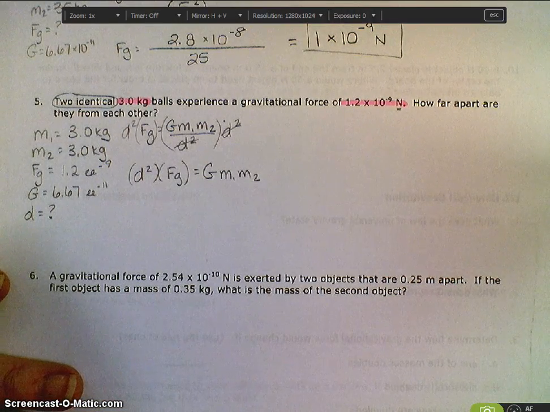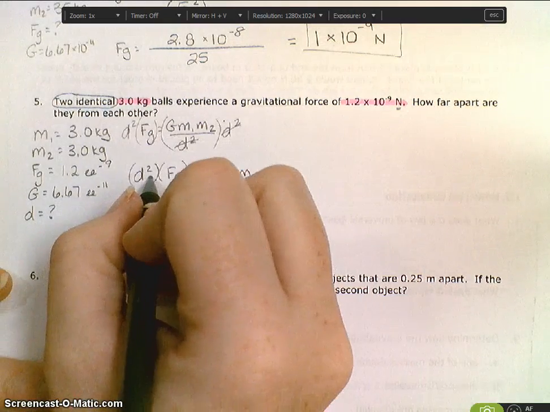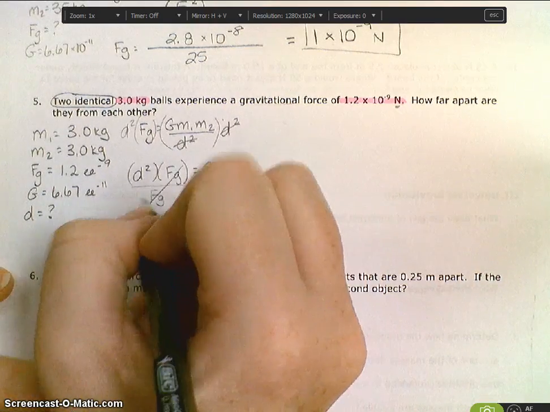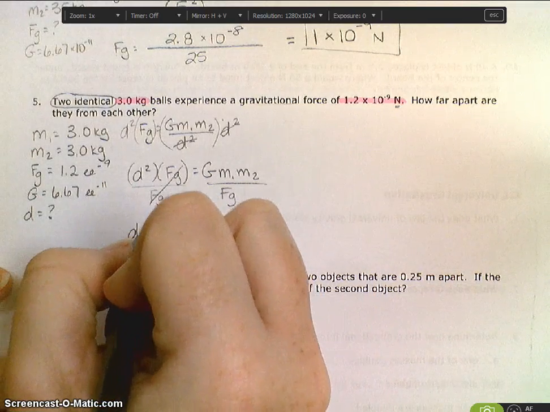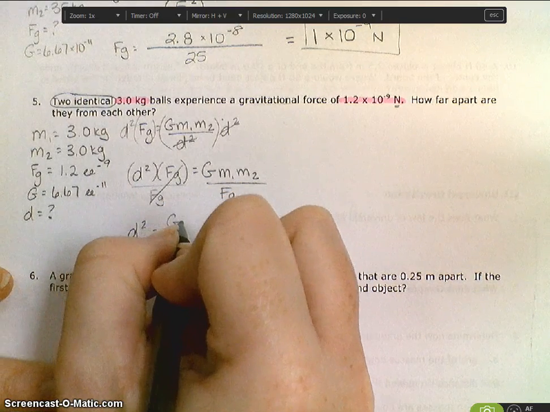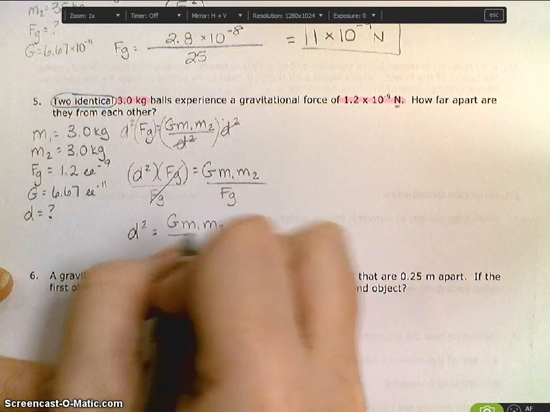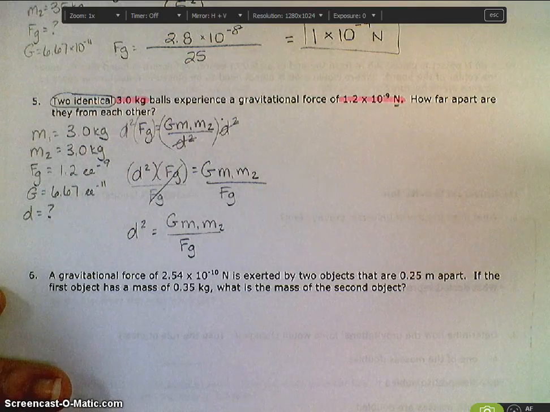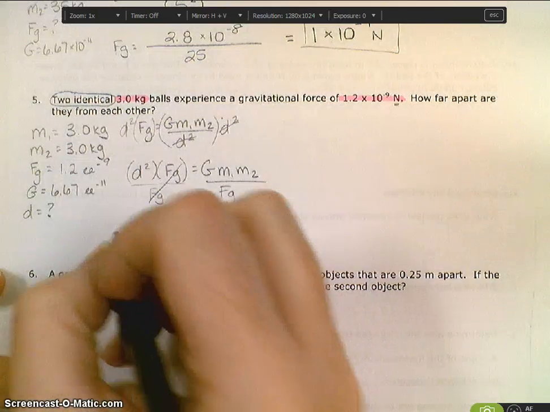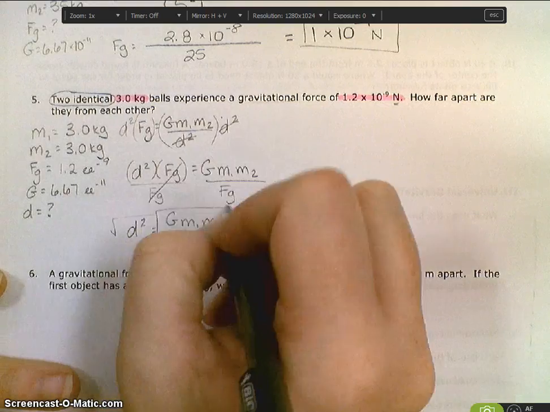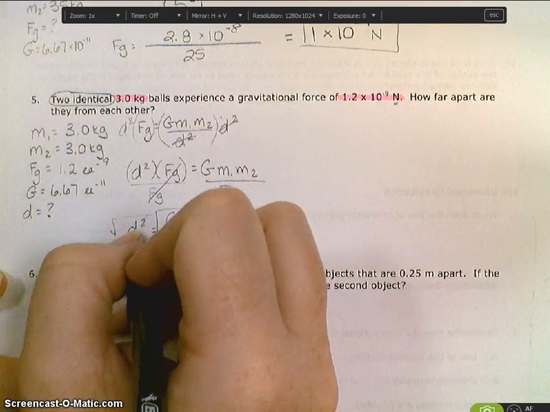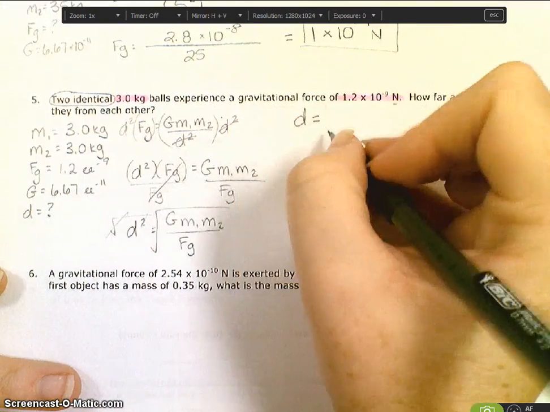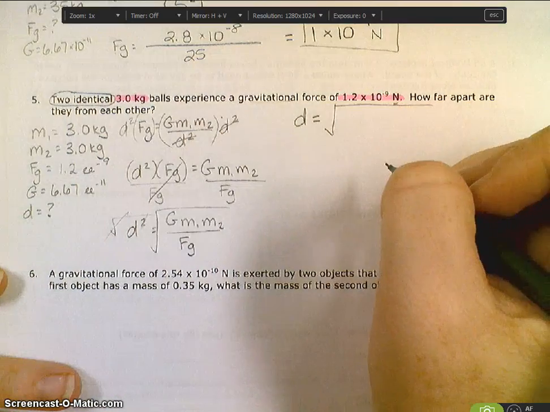Well, again, I really want D all alone. To get D alone, I divide by Fg. This will drop out, and now I've got that side of my equation. D squared equals G M1 M2 divided by Fg. If I wanted to at this point, I could even rewrite it so I can take the square root. And that might be a good idea because a lot of you on the quiz forgot to take the square root. So once I do that, that square root drops out, and now I've got a nice rewritten equation solving for D.